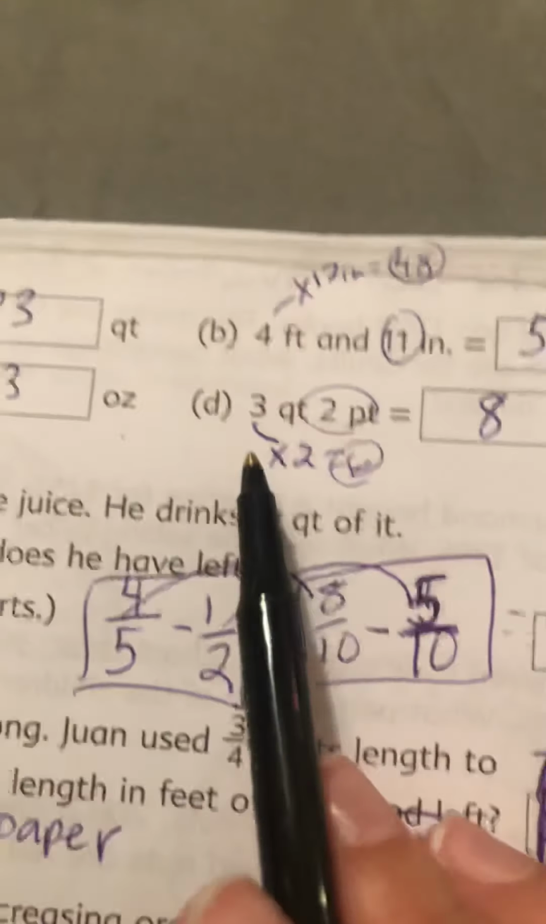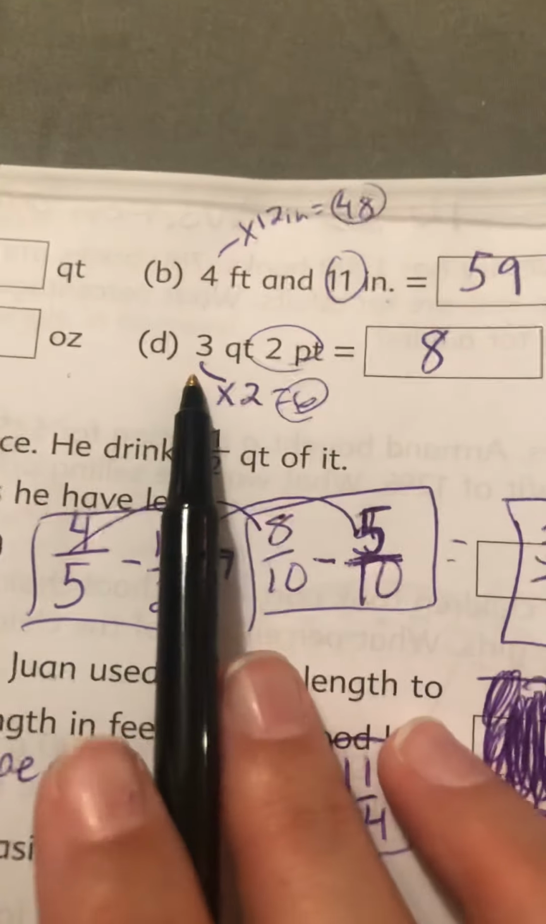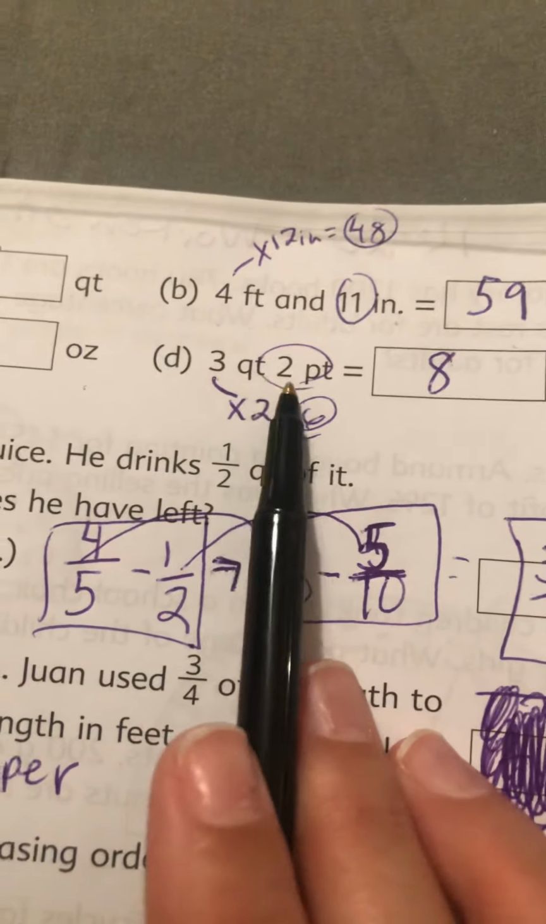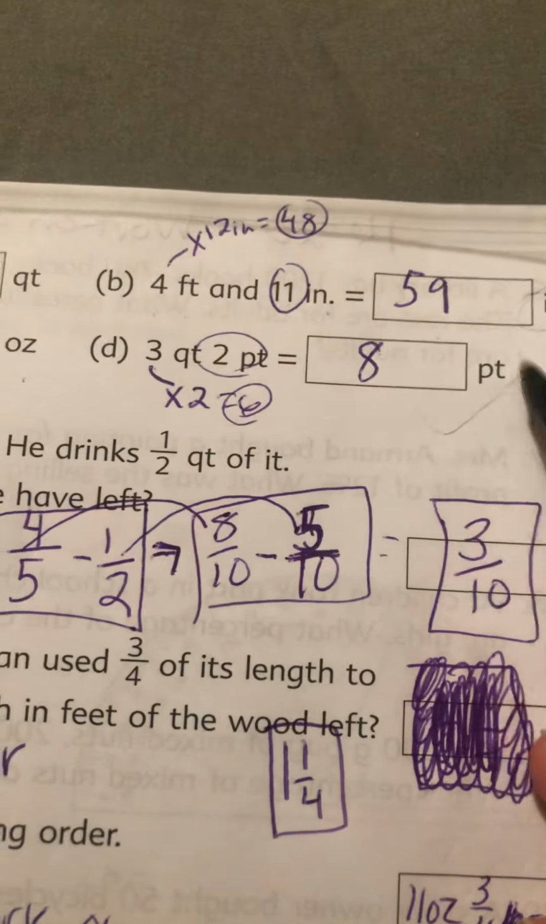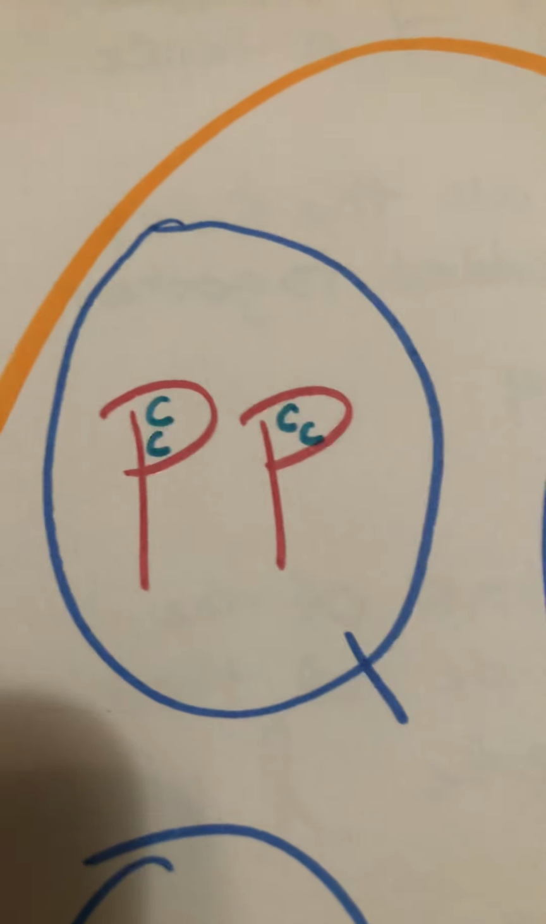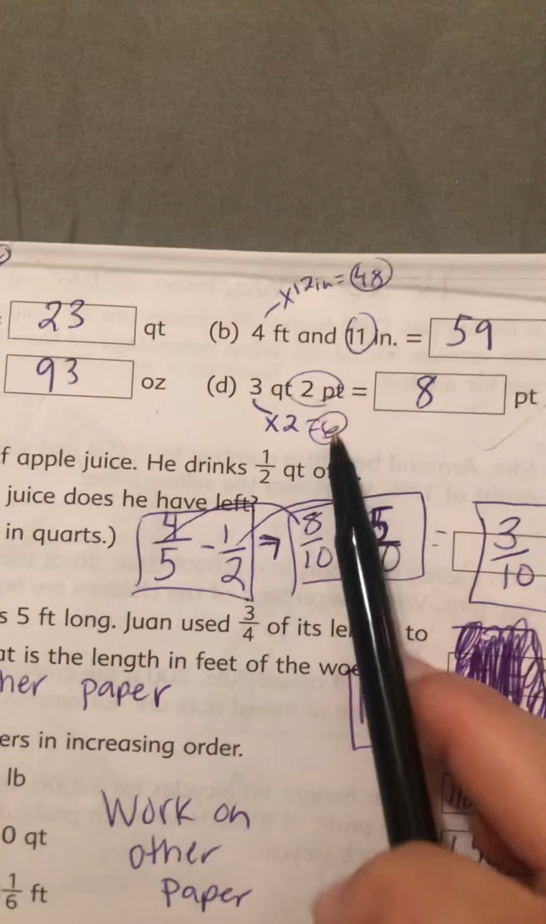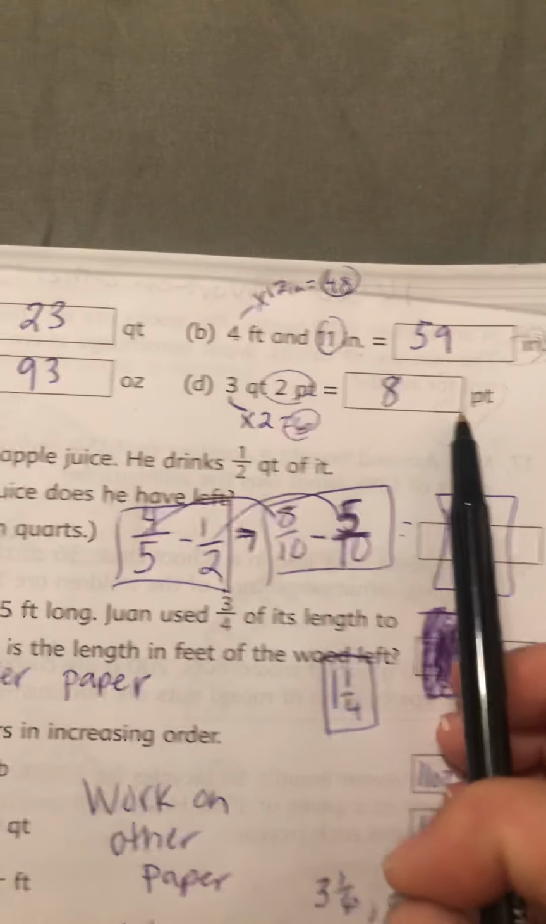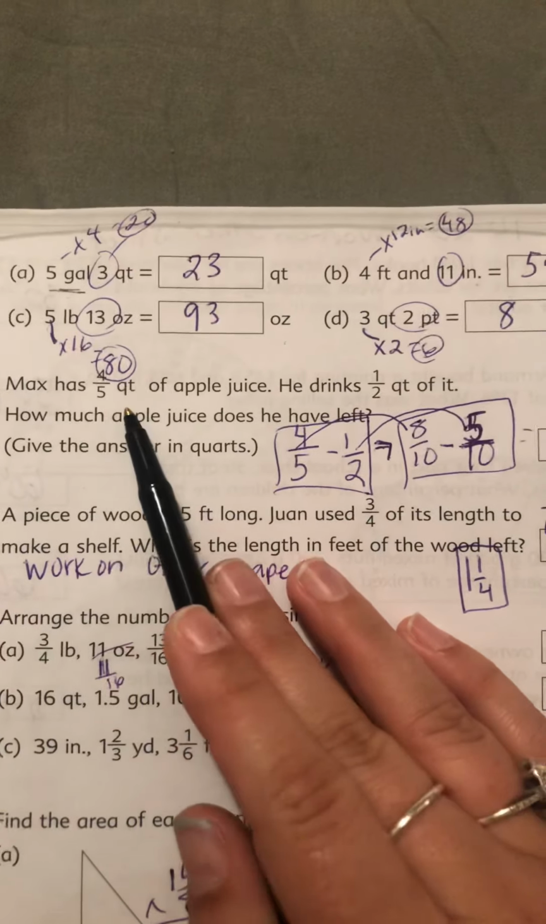Then this one, it's quarts and pints, right? So we have 3 quarts and 2 pints, and it's asking us all in pints. So I'm thinking about just that 1 quart, right? So my quart has how many pints? 2. So I can see 3 times 2 equals 6, and I'm adding that back to get a total of 8.